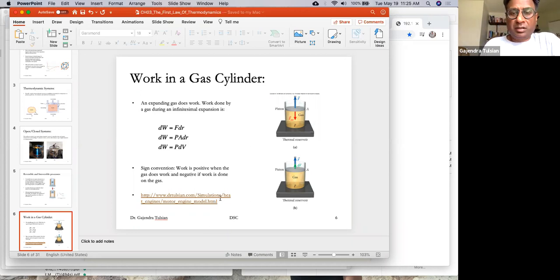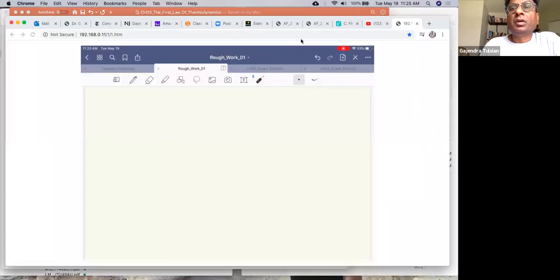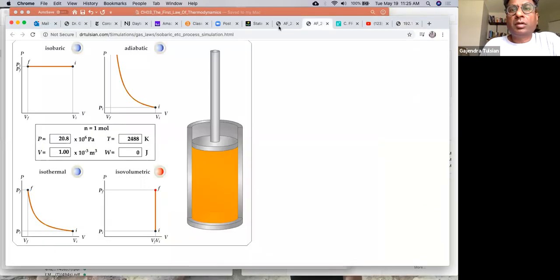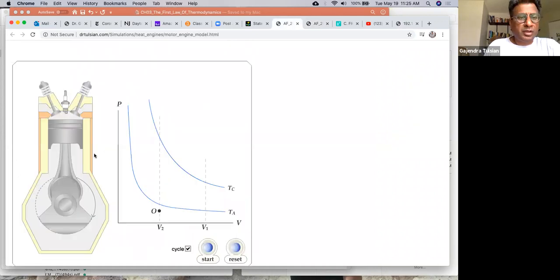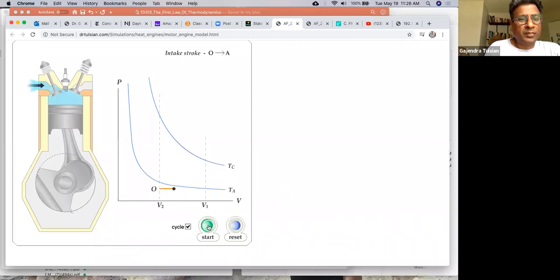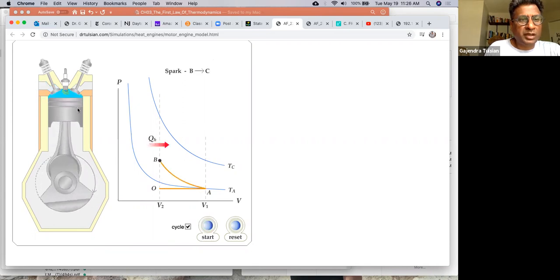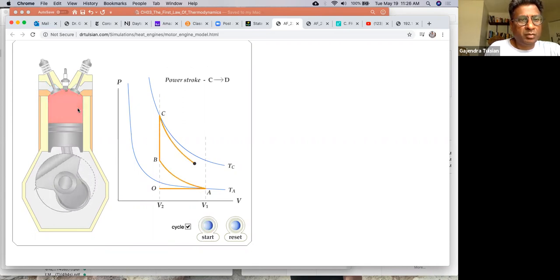All right, now we talk about this because we often use gases to do work, and your car engine does that. So let me show you a simulation. Okay, so here's your car engine. Well, here's a cylinder of a car engine, and it's using this gas to do work. Okay, so we'll go over that one step at a time. We'll go over that slowly.